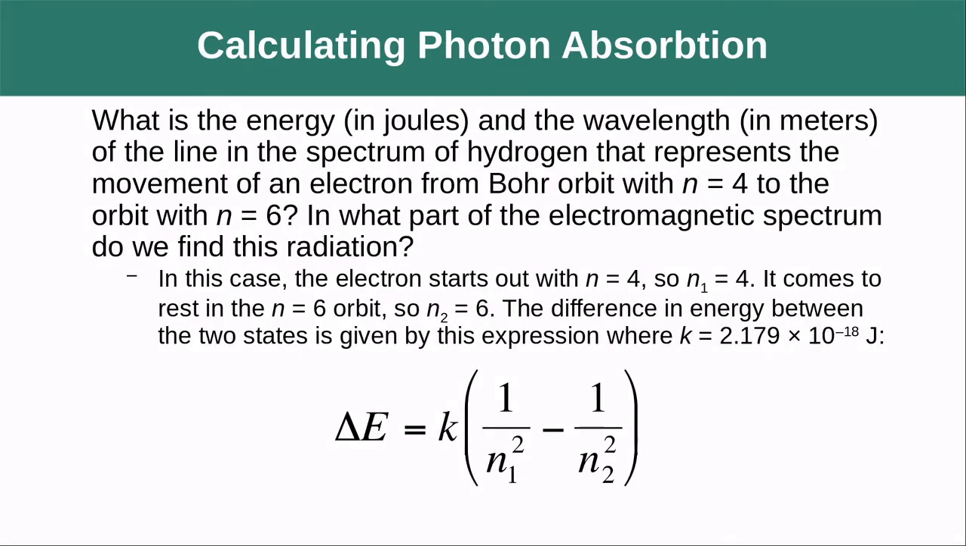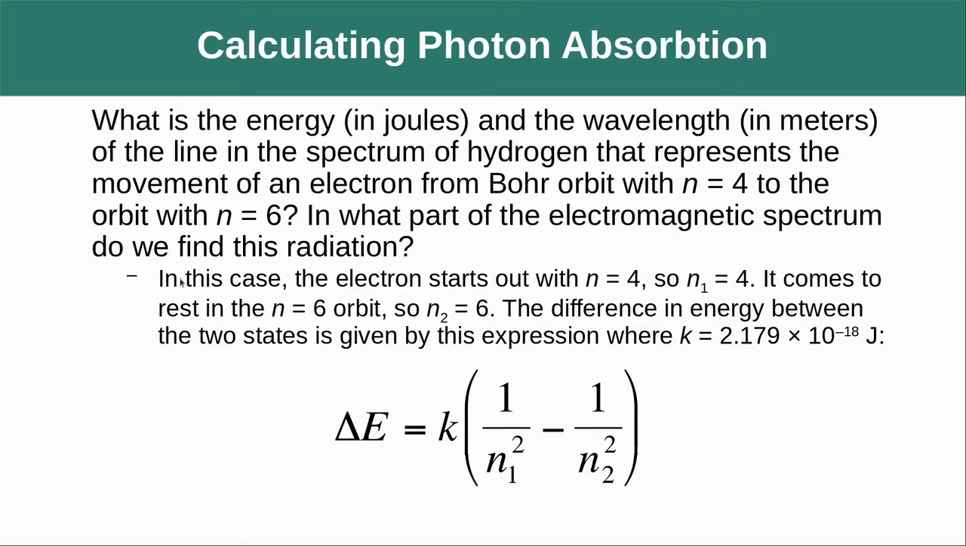Okay, so let's use the Bohr model to perform a calculation on the absorption of a photon. What is the energy in joules and the wavelength in meters of the line in the spectrum of hydrogen that represents the movement of an electron from Bohr orbit with n equals 4 to the orbit with n equals 6? In what part of the electromagnetic spectrum do we find this radiation?